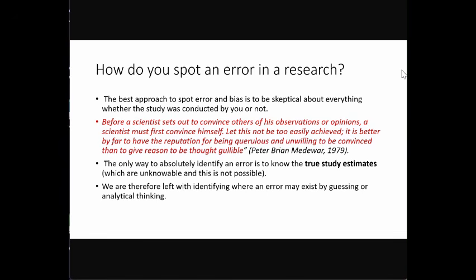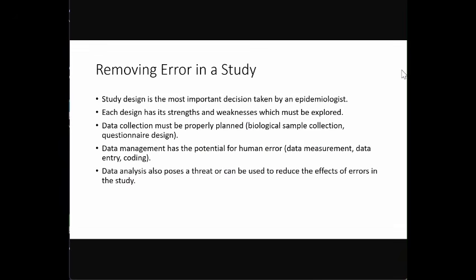The only way to absolutely identify an error is to know the true estimates, which I said truth cannot be known. Everything we are measuring are estimates. They are not absolute. We don't know.